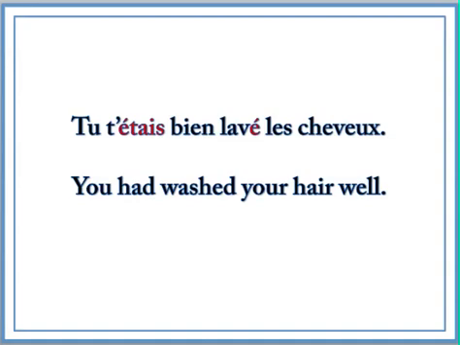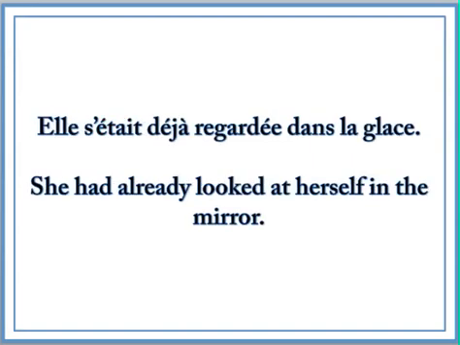You do not make agreement when you have a body part that follows that past participle. You may have also heard it referred to as a direct object, okay? But the direct object with reflexive verbs is always going to be a body part, so it's easier to remember that way. For me, it is. And one more example. Elle s'était déjà regardée dans la glace. She had already looked at herself in the mirror.